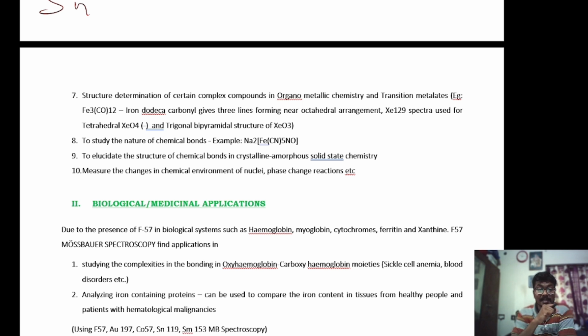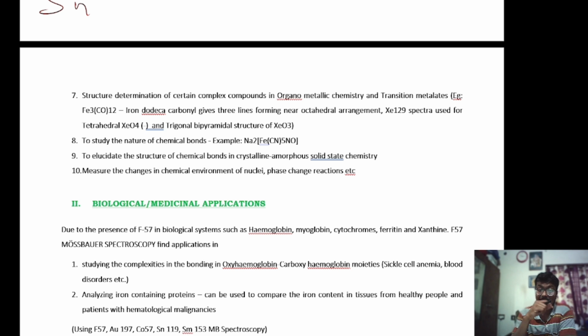The ninth application is to elucidate the structure of chemical bonds in crystalline and amorphous solid state chemistry. There are single crystal XRD and powder XRD, but there are certain limitations for those instruments. Those limitations can be overcome by using Mössbauer spectroscopy, which will provide a proper structure and chemical bonds in crystalline and poorly crystalline or amorphous solid elements.